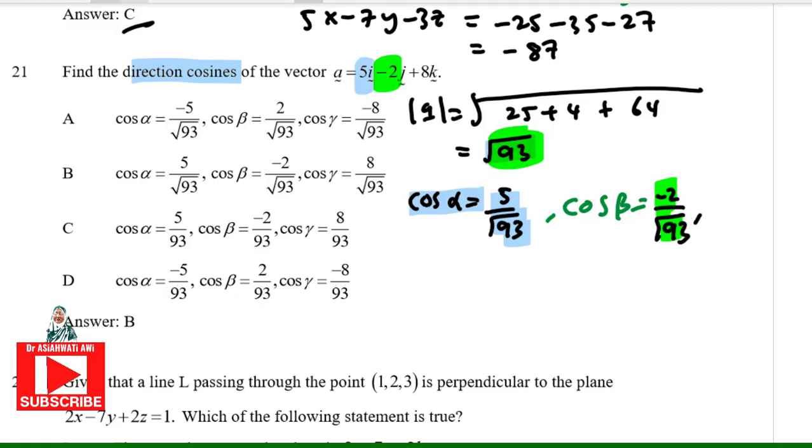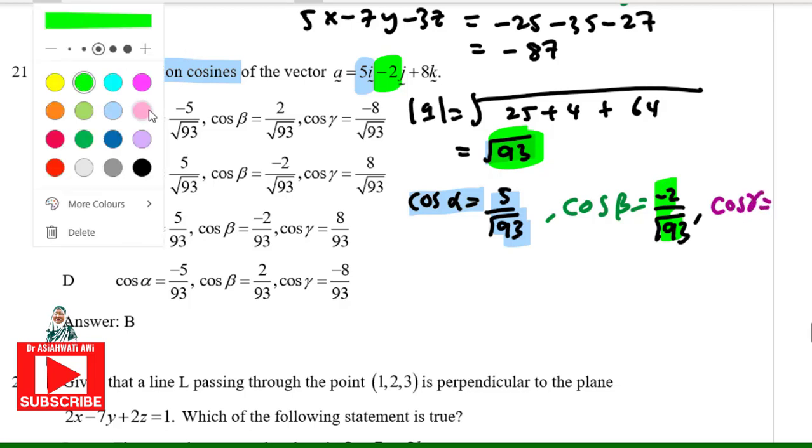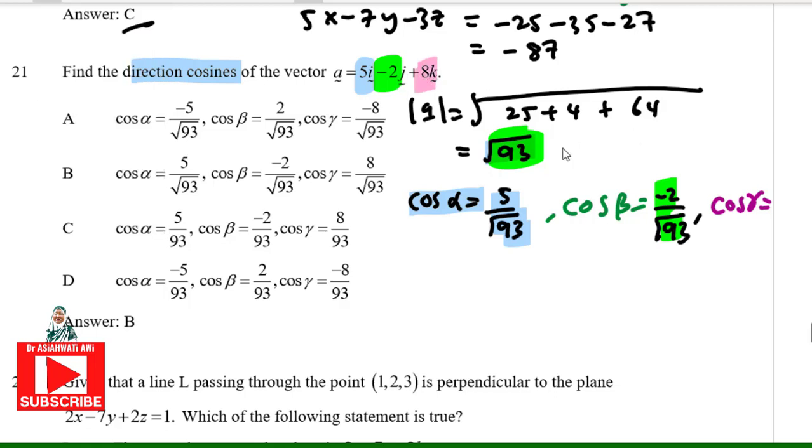And then here cos gamma: component k over this one right here. So that one is equal to component k, 8 over root 93. The answer is cos 5 over root 93, negative 2 over root 93, 8 over root 93. Oh, this one is not square root. Okay.